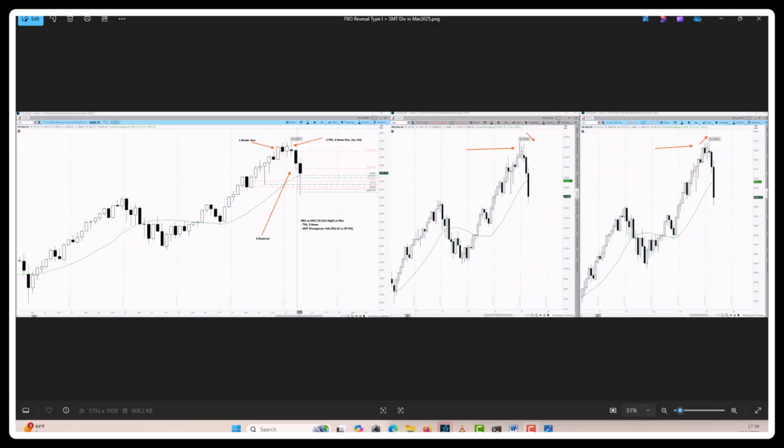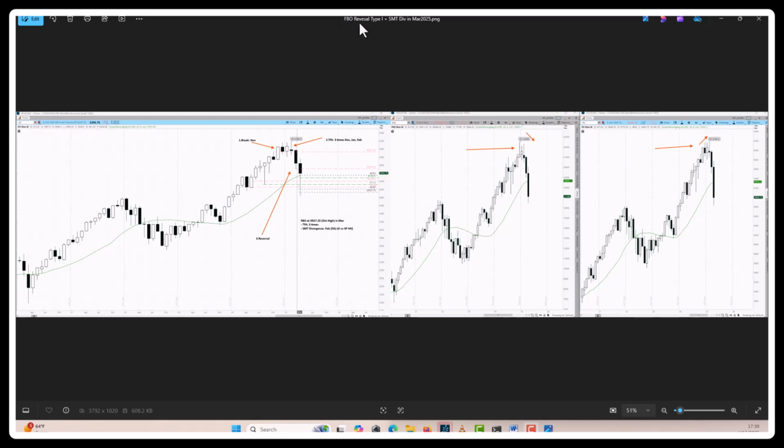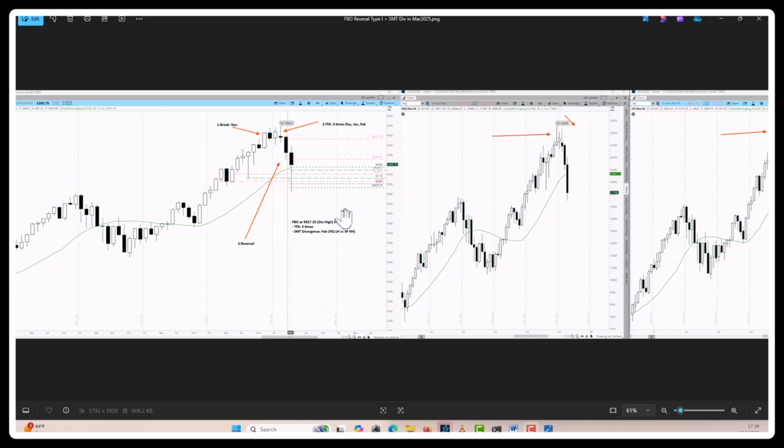Let's save this one. All right, so basically we put it together and it's a breakout reversal, and then we have another confirmation, which is smart money divergence in March. So we know that March is going to sell off right there, the whole month. So that's how big money or market makers trade. They trade on monthly or quarterly, not 15 minutes like we do.